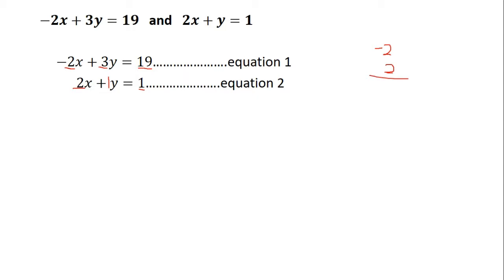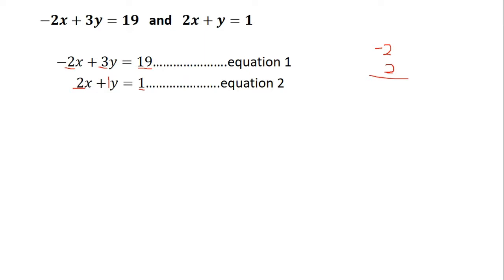But for y, it's 3 here and 1 here. That would be a bit tedious for us. So let's go with the one that has the same coefficient. Now, we have minus 2 and 2, and we want to take them out. We want to make it 0. Do we add or do we subtract?